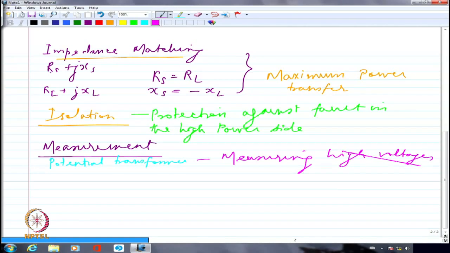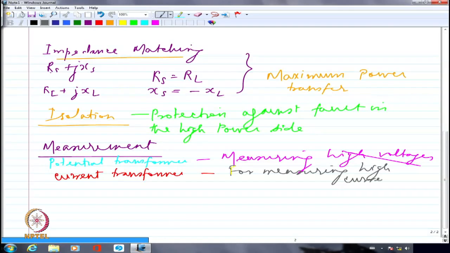Similarly, I may have current transformer which will actually bring down the current value so that it is falling within the ammeter range. So this is essentially used for measuring high currents. But obviously this can be done only for AC measurement. It cannot be done for DC measurement. Obviously, it is only for AC measurement.